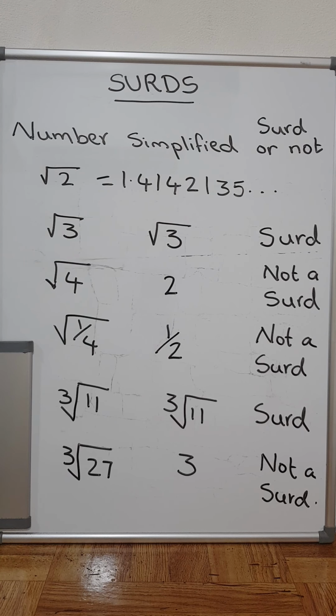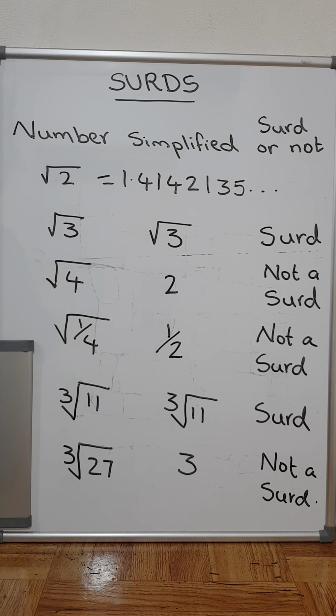Surds are examples of irrational numbers. Do you remember what irrational numbers are? Irrational numbers are the numbers that cannot be represented in the form a divided by b, where a and b are integers. What are integers? Numbers like -4, -3, -2, -1, 0, 1, 2, 3, etc. So we can say when it is a root and irrational, it is a surd. But not all roots are surds.